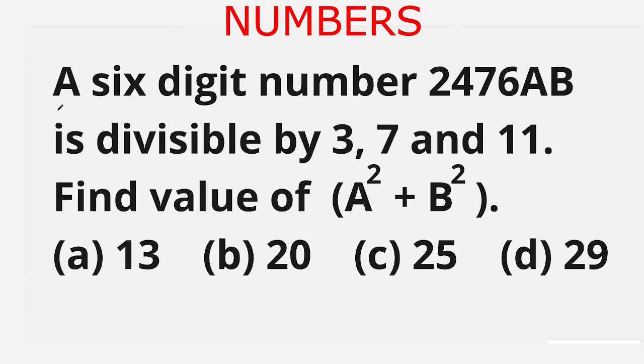Our question is a 6-digit number 2476AB is divisible by 3, 7 and 11. Find value of A square plus B square. The given options are option A 13, option B 20, option C 25, option D 29.